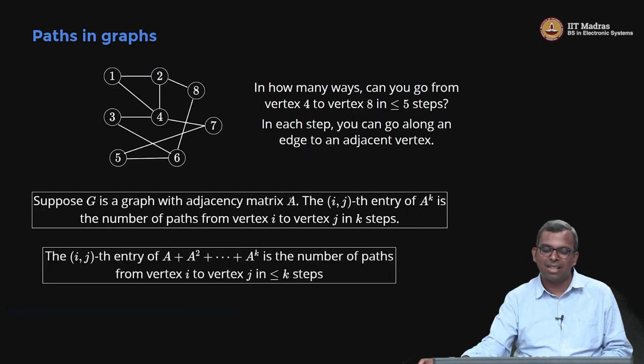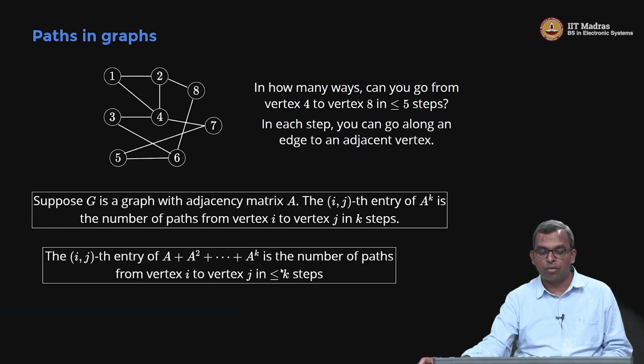We'll accept this as a result. It's quite reasonable to see why this should be true. The ijth entry of A plus A squared plus up to A power k is the number of paths from vertex i to j in less than or equal to k steps. So this is another property. A power k counts paths in k steps, so if you add up everything from A to A power k, it will be the total number of paths in less than or equal to k steps.